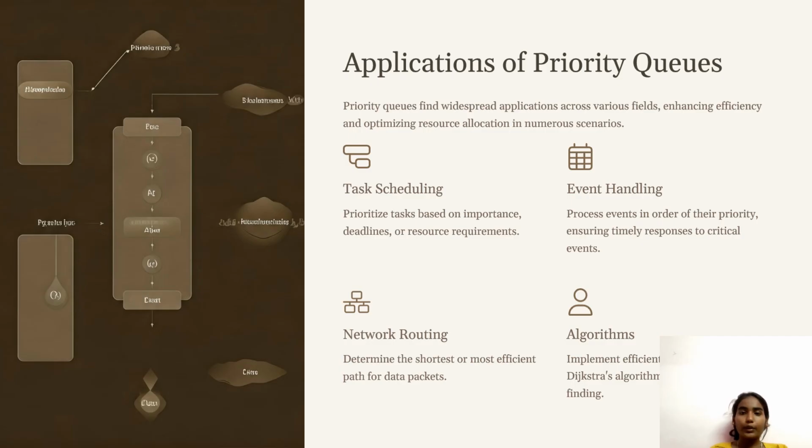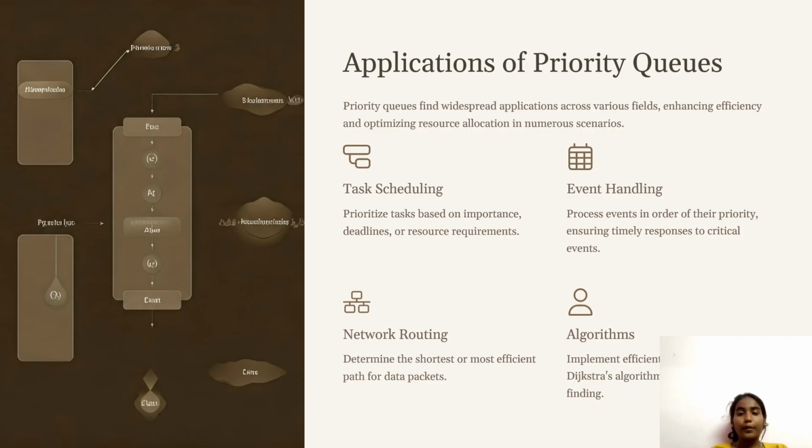Applications of priority queues. Priority queues find widespread applications across various fields, enhancing efficiency and optimizing resource allocation in numerous scenarios. Some of the applications of priority queues are task scheduling, event handling, network routing, and algorithms. Let's move to task scheduling: prioritize tasks based on importance, deadlines, or resource requirements.